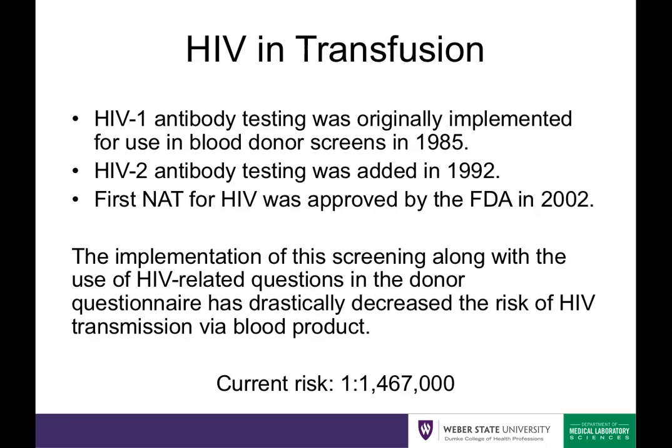A few years later, after a second HIV antigen was discovered, or HIV-2, antibody testing was added for that as well in 1992. And finally, in 2002, the first NAT, or nucleic acid test for HIV, was approved by the FDA. The implementation of this screening, along with the use of HIV-related questions in the donor questionnaire, has drastically decreased the risk of HIV transmission via blood product. So much so that the current risk of contracting HIV via blood transfusion is very small, with the current ratio being about 1 to 1.5 million.